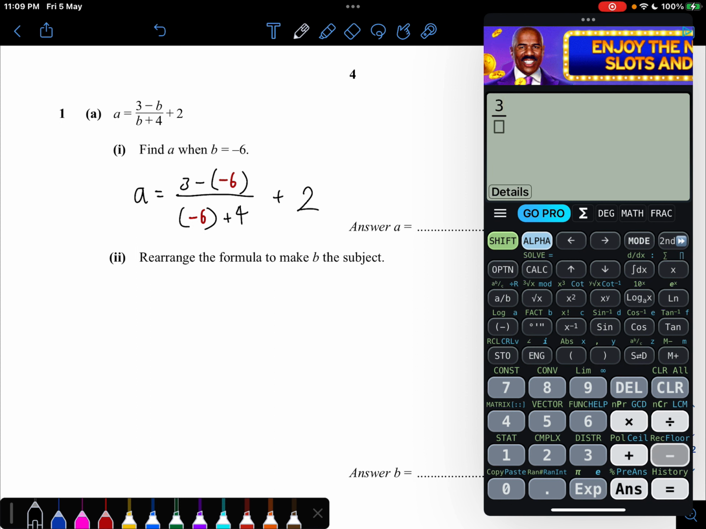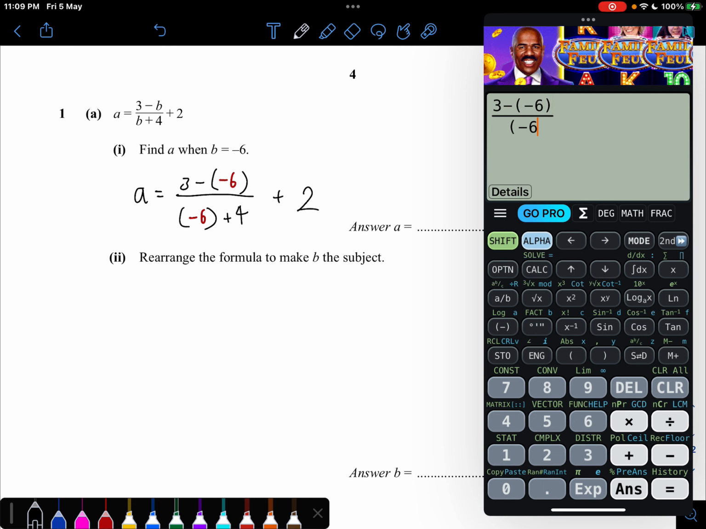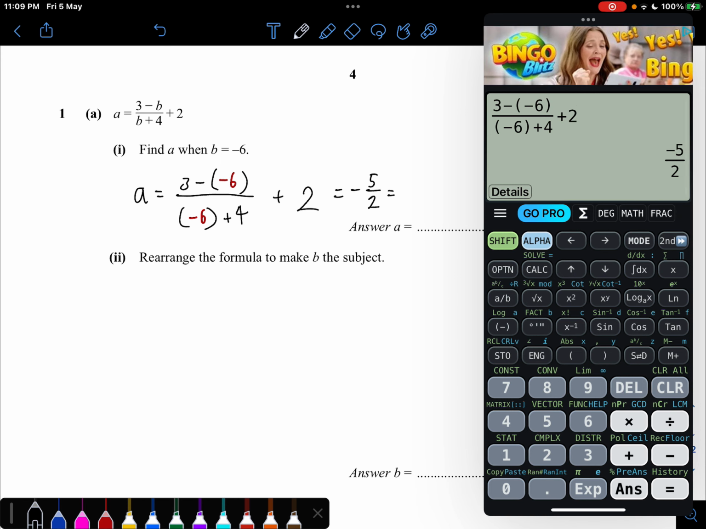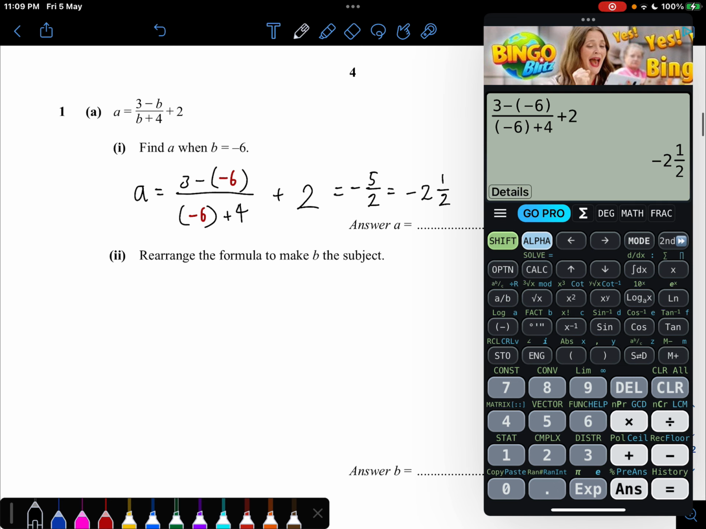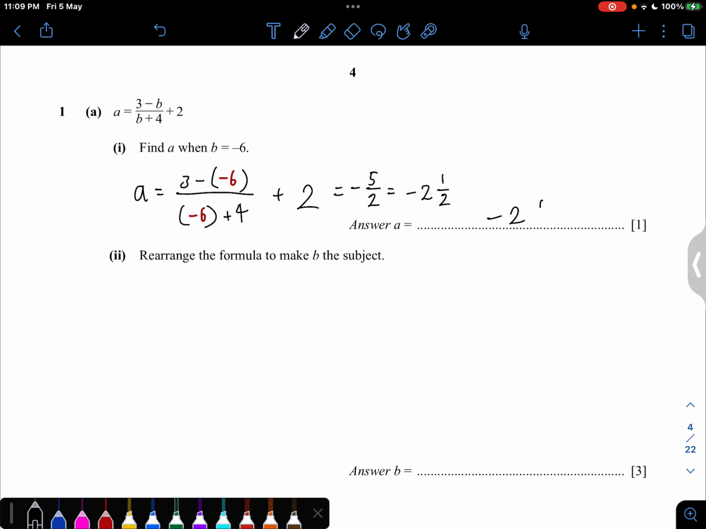Negative and negative gives you positive. I have a calculator, I don't need to think about it, right? That's bad teaching, but exam strategy wise, this is the best method. Negative 5 over 2. Shift SD. Press equal sign. Shift SD. Okay, and then I get negative 2 half. Right, good. So you write that down. Negative 2 half. Next, rearrange the formula to make b the subject.